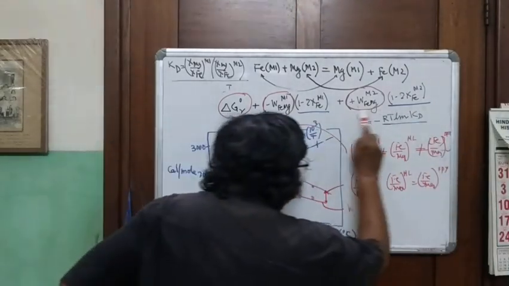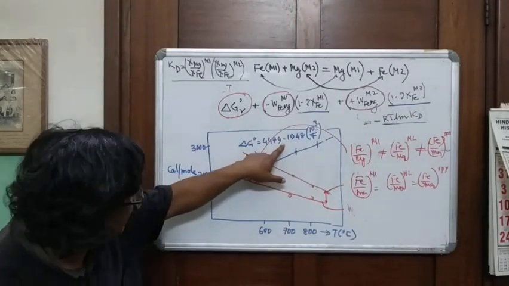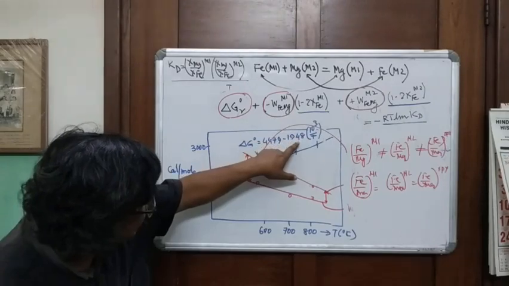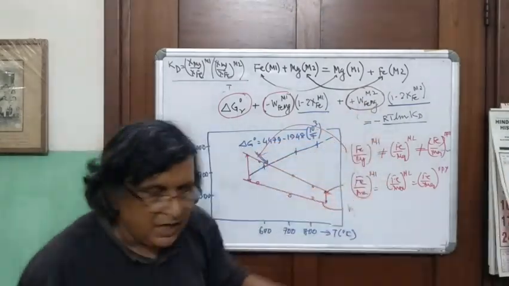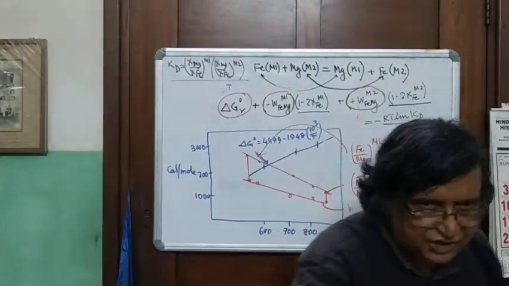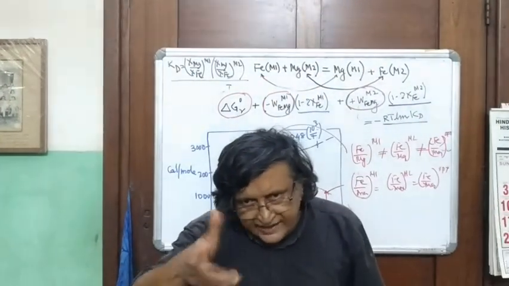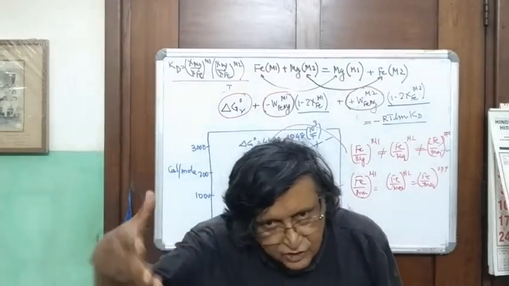Now this expression, you see, G is a function of temperature. WFEMG is a function of temperature. This WFEMG2 is a function of temperature. And here you have an RTL and KD. So iron magnesium partitioning between two sites in the orthopyroxene crystal structure is a function of temperature.